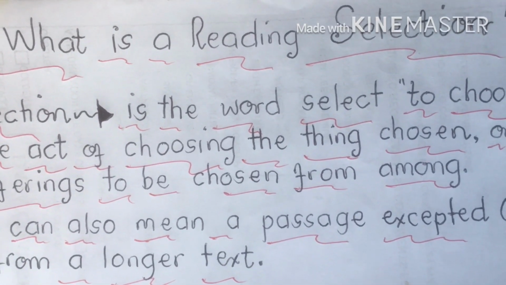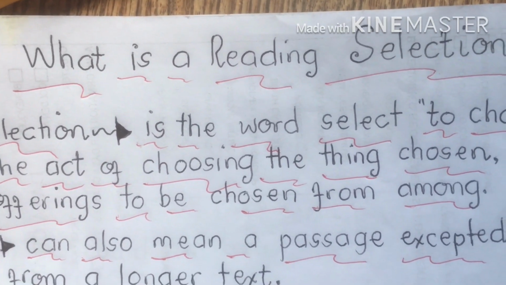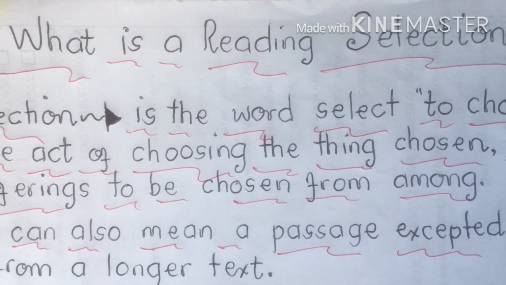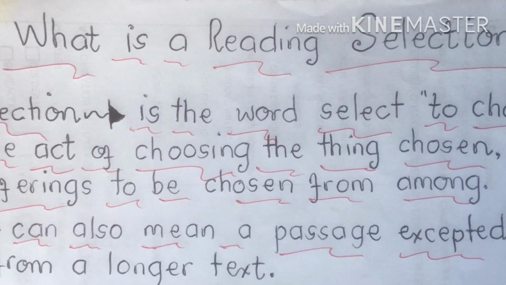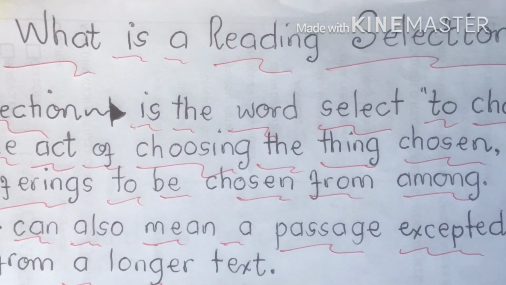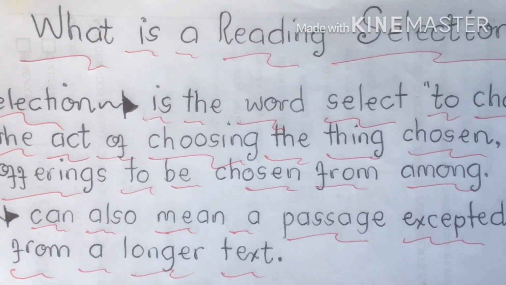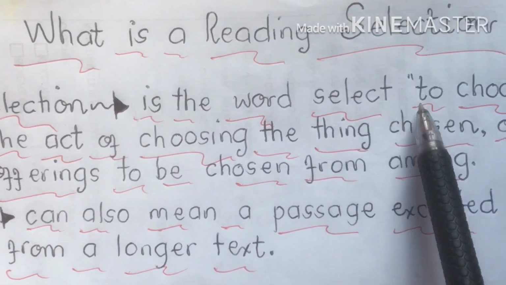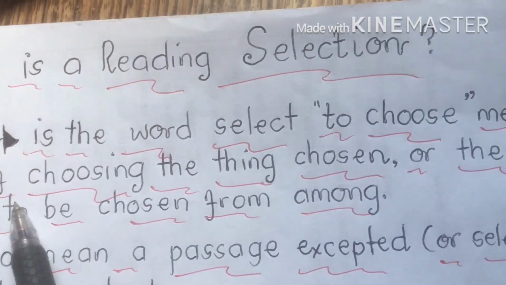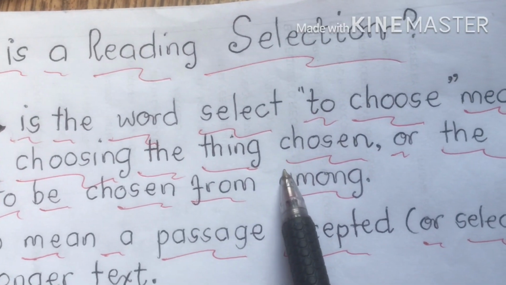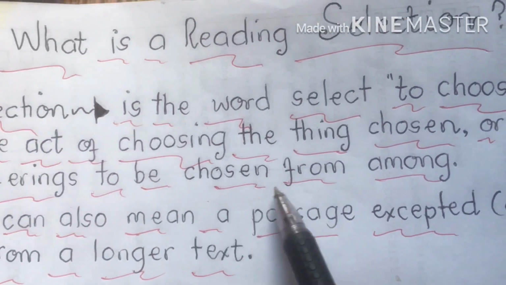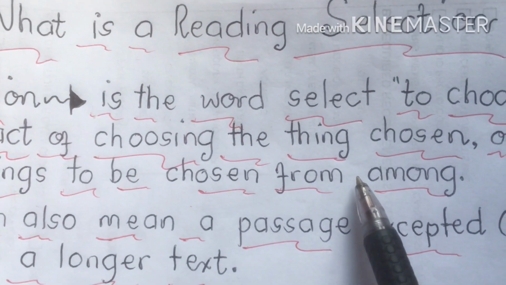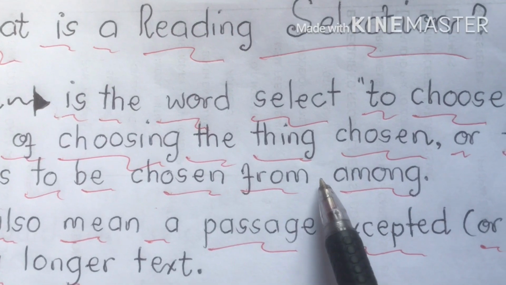And how can we interact with reading selections? Of course, we're going to choose the right passage, the right selection, before we start. Again, you are going to comprehend the definition or the exact meaning of a selection. Again, class, selection comes from the word select, meaning you have to choose. It is the act of choosing, the thing chosen, or the offerings to be chosen from among. That is, from among the choices you choose the right passage for you.